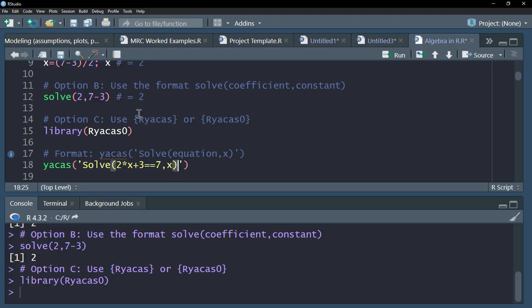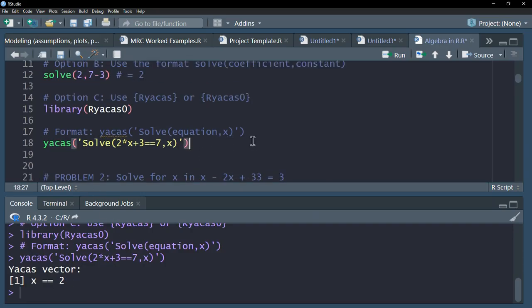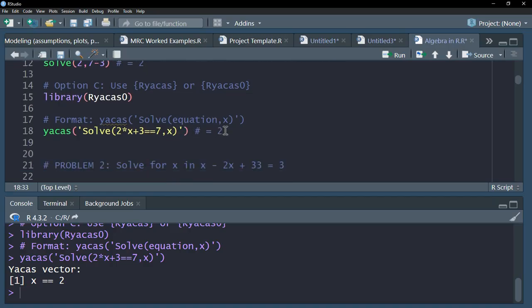close the parentheses, end quote, end parentheses. I think this should give us 2. Yes, so it gives us x is equal to 2. So we get the same answer. Now, I guess if you really, really want to just be able to input it without having to rearrange, it works, but that is kind of a mild pain to get through. But anyway, there it is. If you want it, there it is.